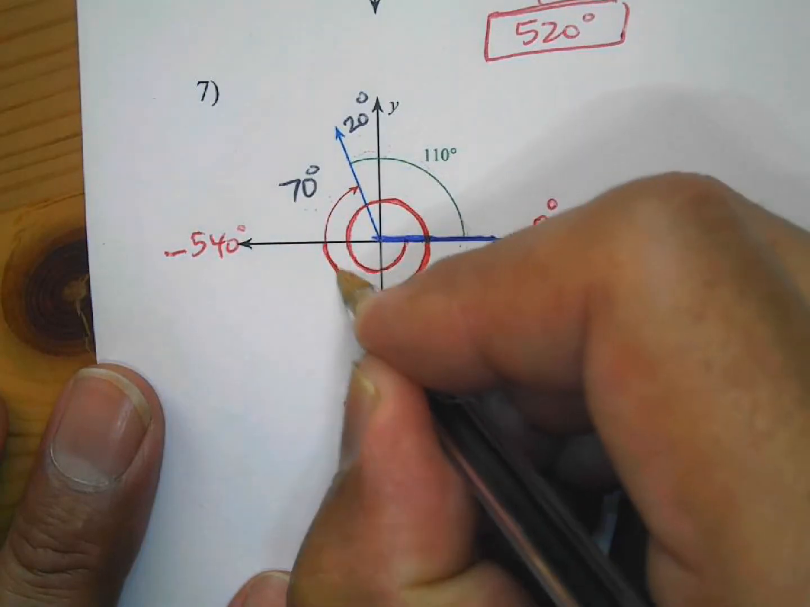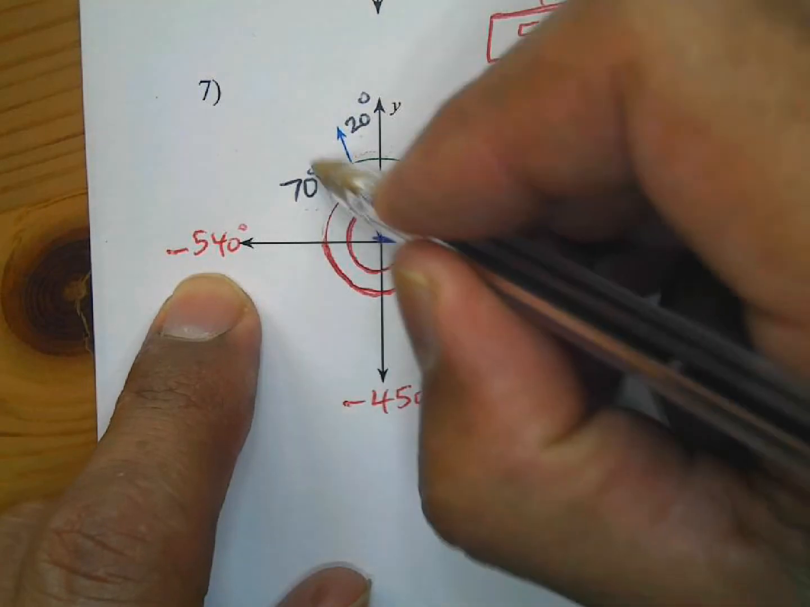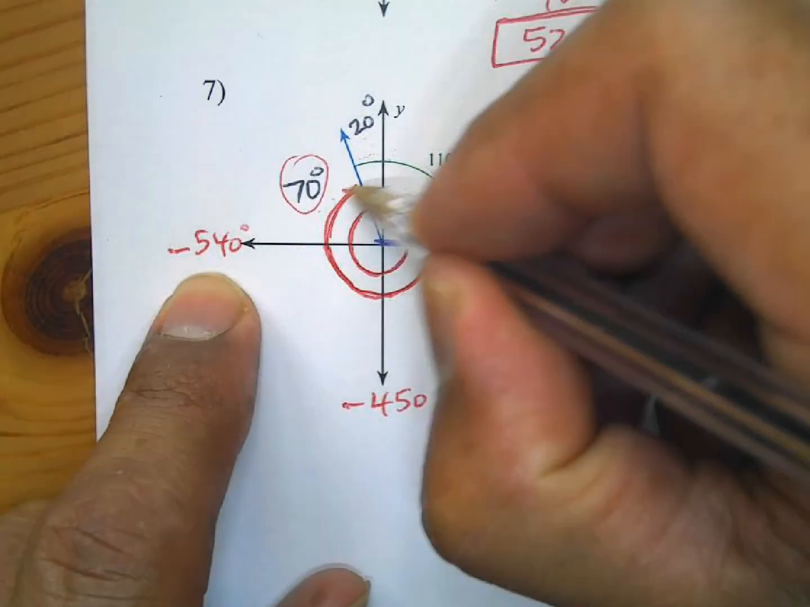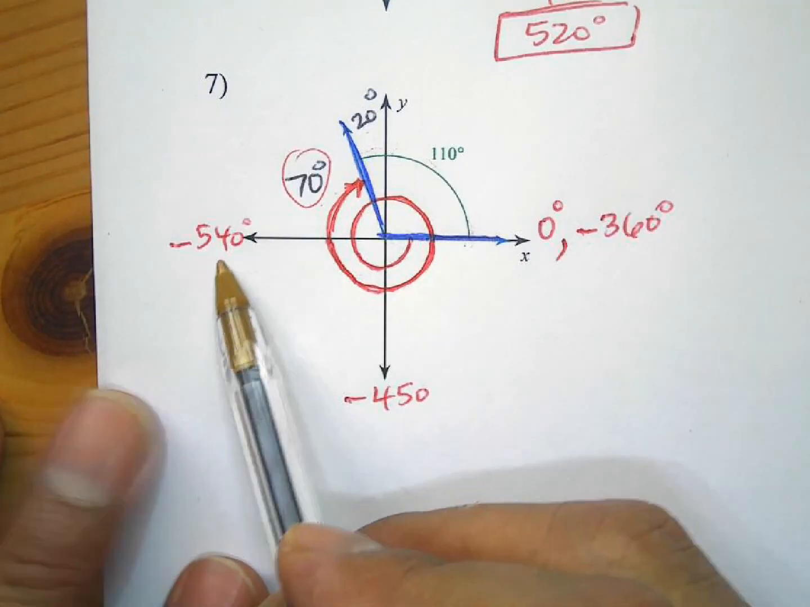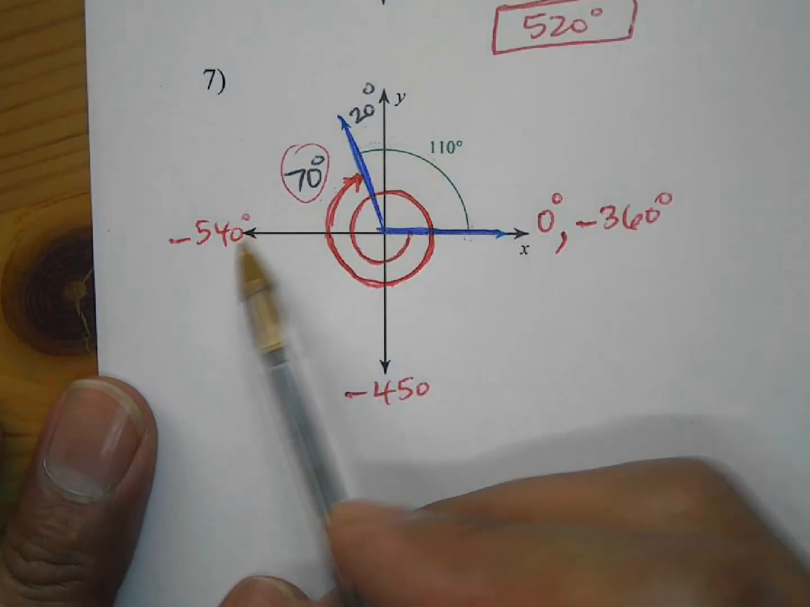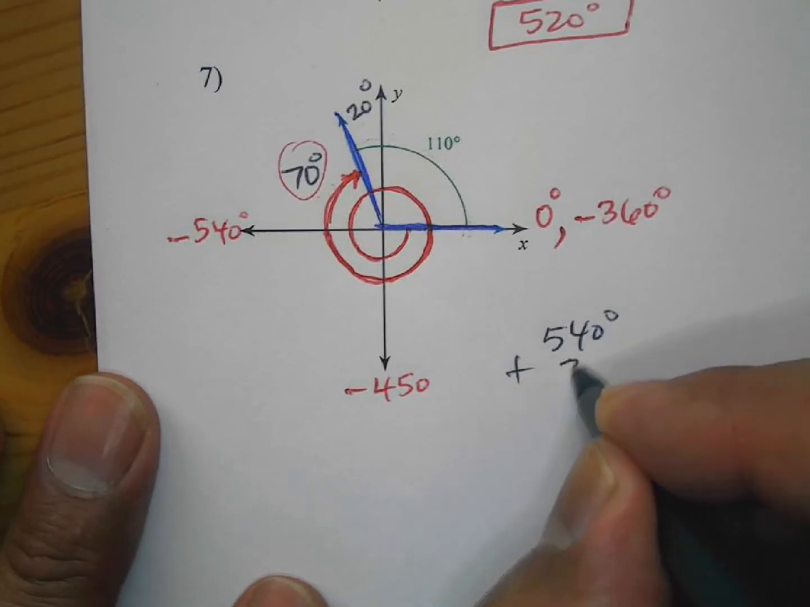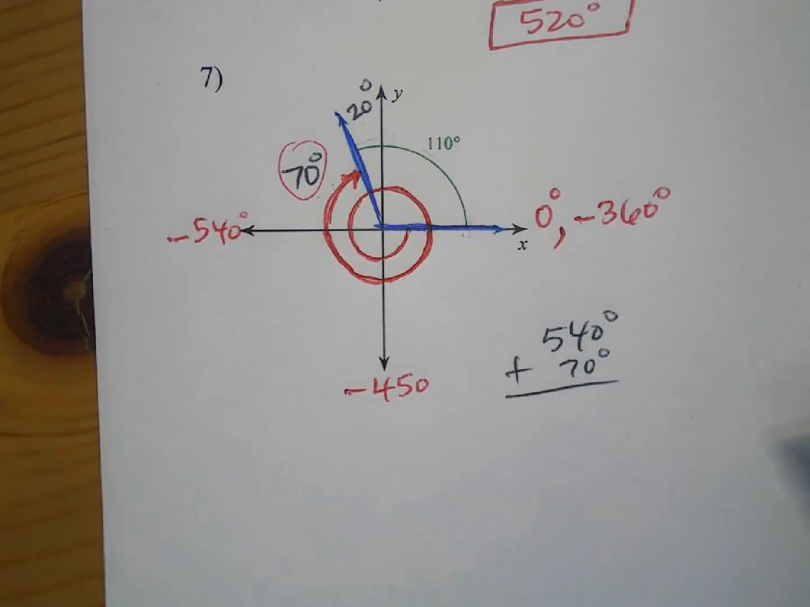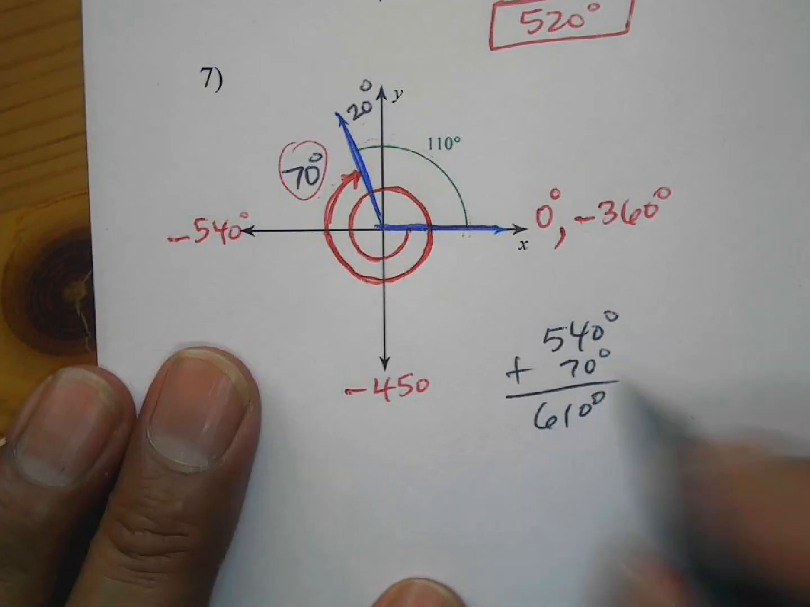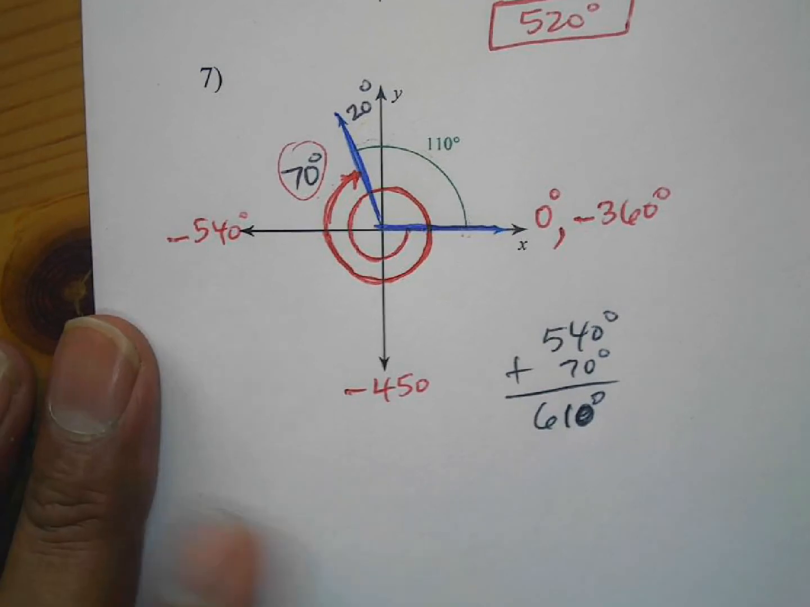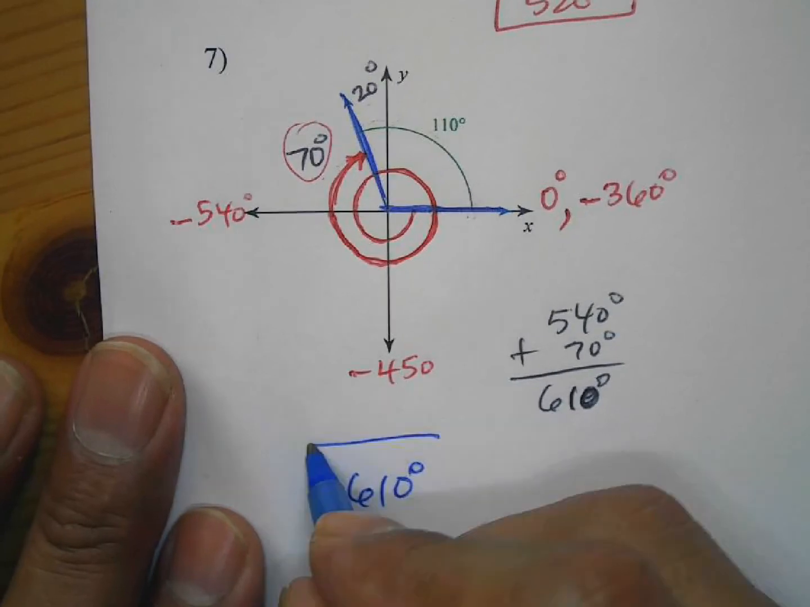So I got it all the way to here. Negative 540, and how much more do I have to add to that? 70 added to that to get to this terminal side. So add up the 540 and the 70, and the answer is negative, right? So 540 plus 70 is 610. 610. But your angle measure is going to be negative 610, right?